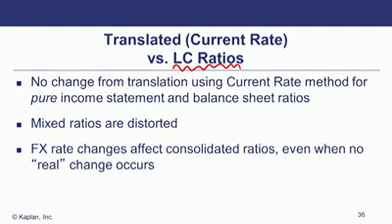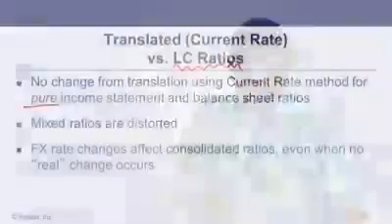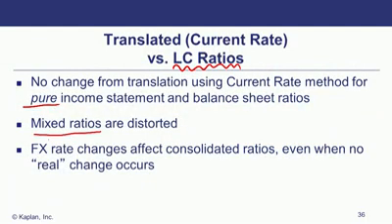Now notice, if we're looking at a pure ratio, there is no distortion at all. Now, what is a pure ratio? A pure ratio is simply a ratio where both the numerator and denominator come from the income statement, or both the numerator and denominator come from the balance sheet. So with a pure ratio, we don't pick up on any distortion at all. The reason being, all the income statement items are at the average rate under the current rate method, all the balance sheet items are at the closing rate. So in other words, the local currency and the current rate method give you the same ratios for pure ratios.